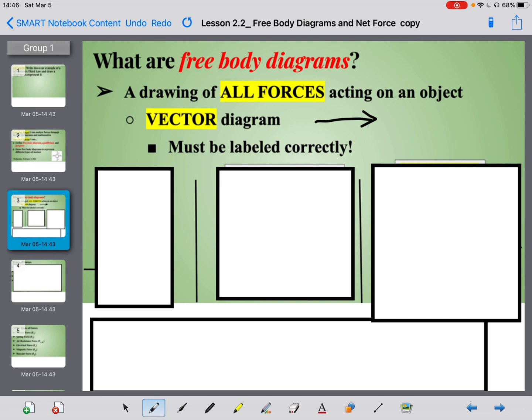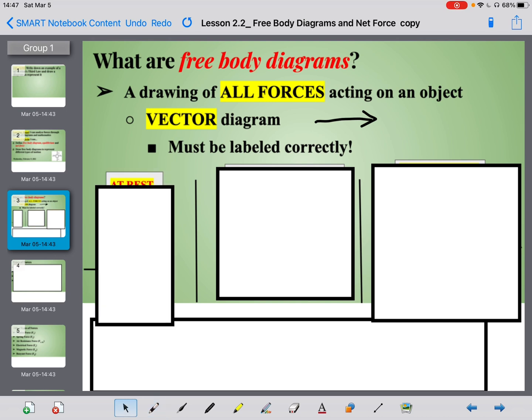It has to be labeled correctly. So that's where it goes from being simple to maybe just one step up. It has to be labeled correctly in order for you to get full credit. So how many types of motion are there in physics? Well, we've only ever talked about three. So the first one was an object at rest.